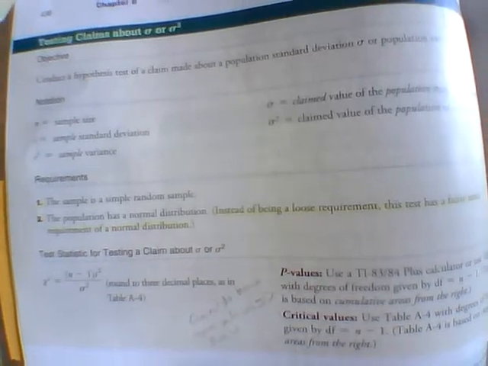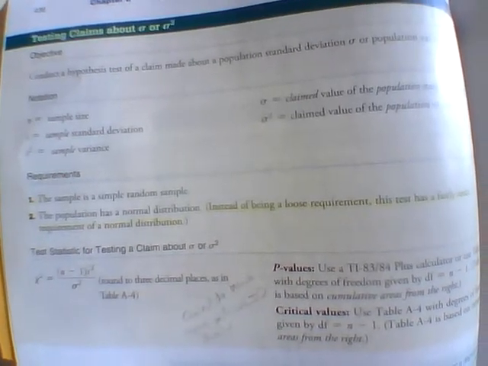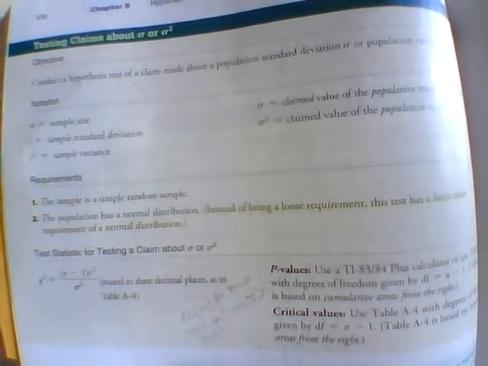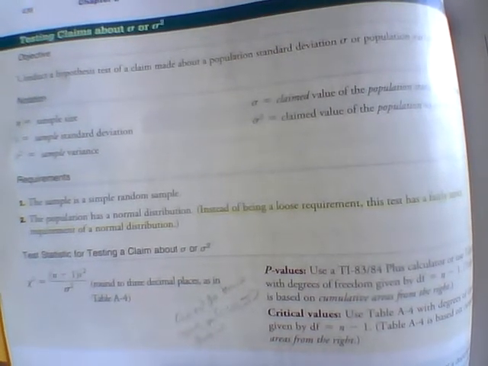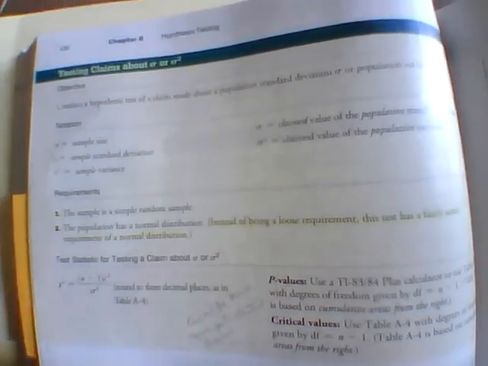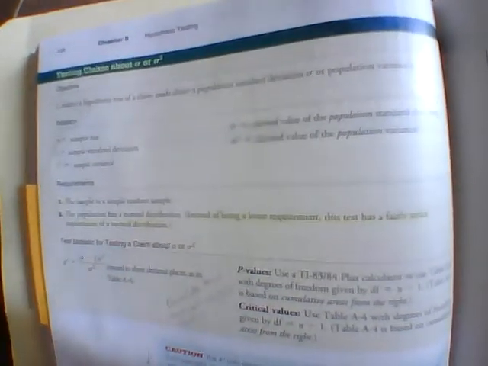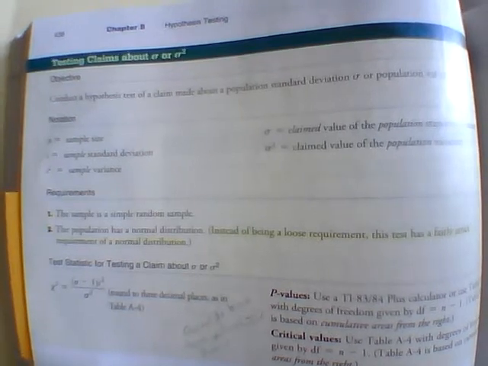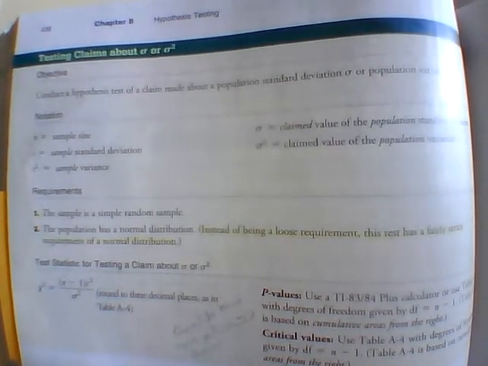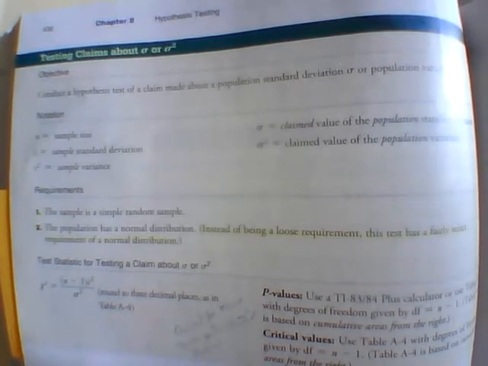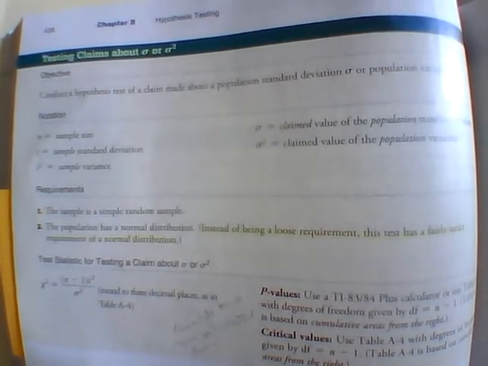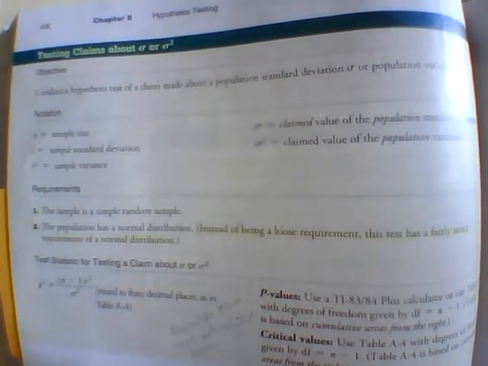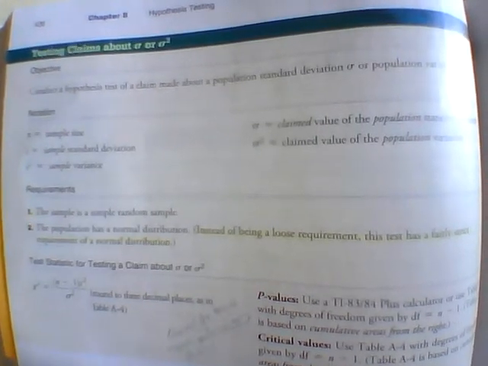As we look over on our table over here, they give us some pieces of information that we'll be using. Basically we'll be conducting a hypothesis test about a claim about a population standard deviation sigma, or that population variance sigma squared. A couple things we'll need to know are our sample size, our sample standard deviation or our sample variance, and then what we're testing towards, either our claimed variance or our claimed standard deviation.